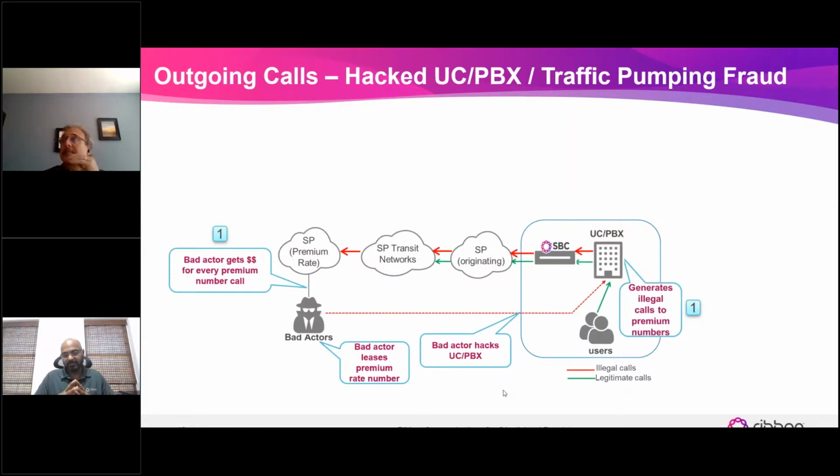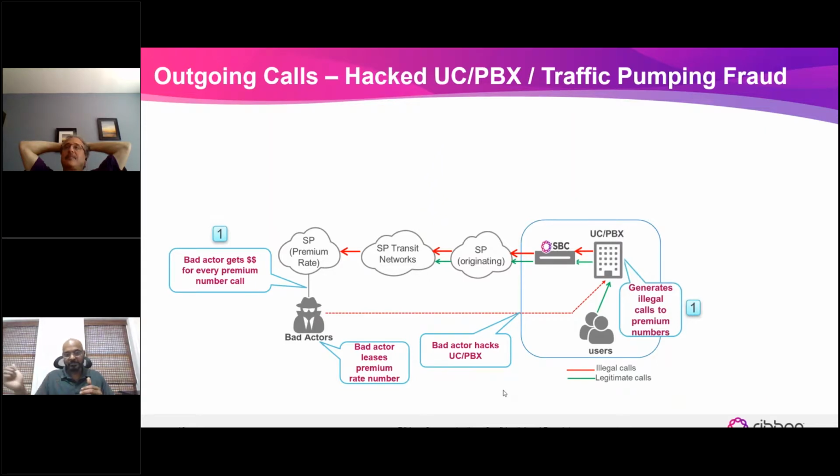But what happens here is the bad actor has a premium rate number that he leases from a local carrier, either within the country or outside the country. And the bad actor tries to pump as many calls as possible into that number that he has leased, so that he or she can get money from the carrier for the premium rate traffic that hits that number.